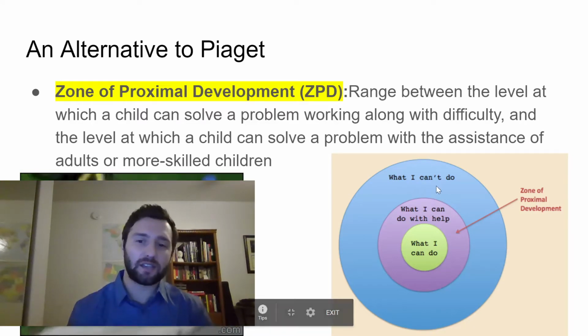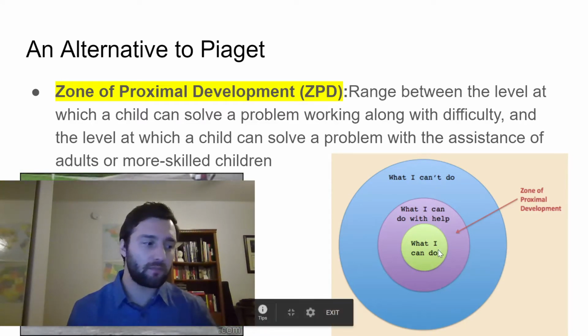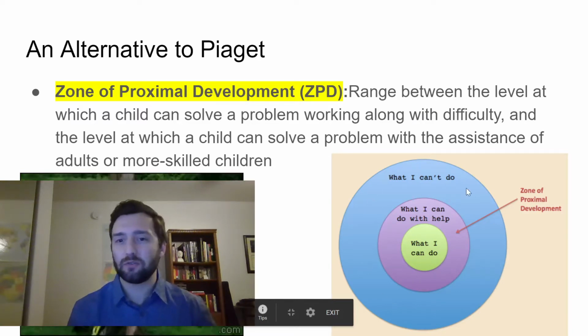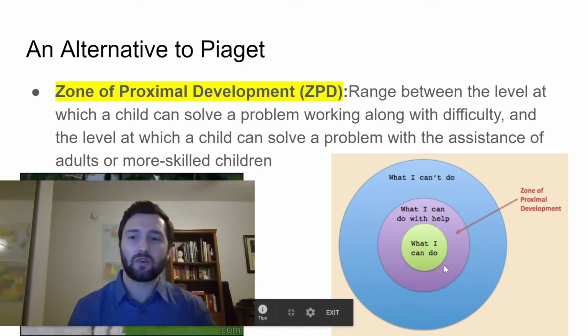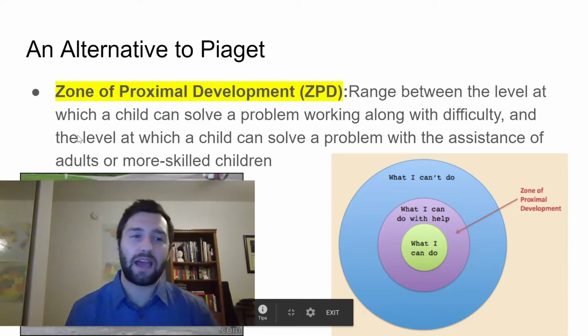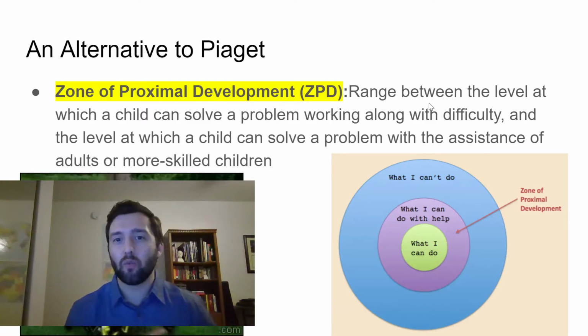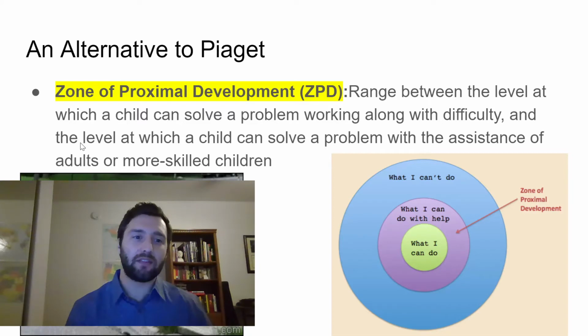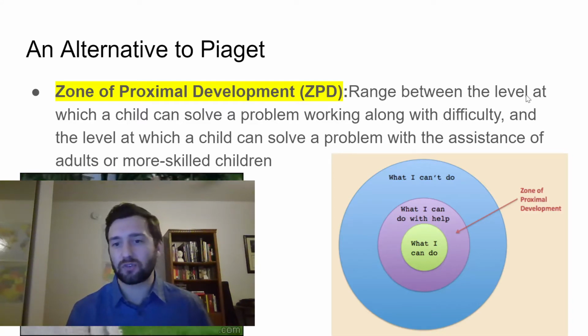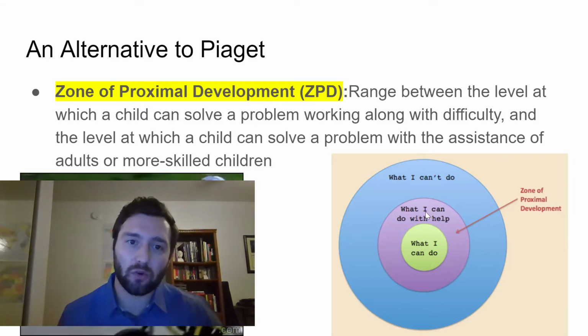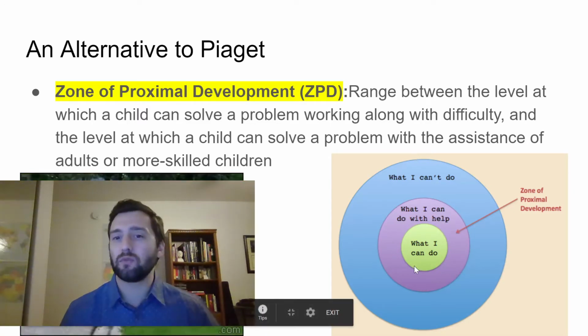So there is what you can do on your own. There are things that you cannot do. And then there are things in the middle that you can do with help. This middle part right here is the zone of proximal development. Again, it's the range between the level at which a child can solve a problem working alone with difficulty and the level at which a child can solve a problem with the assistance of adults or more skilled children. So the idea is that this zone of proximal development is where you learn.